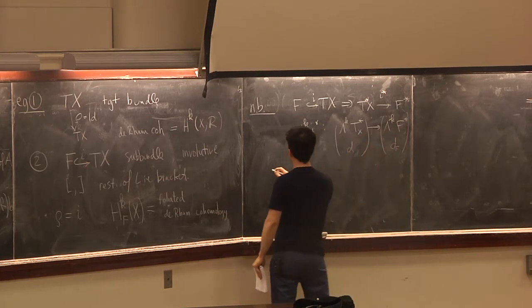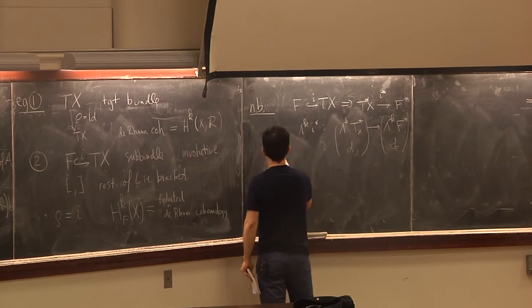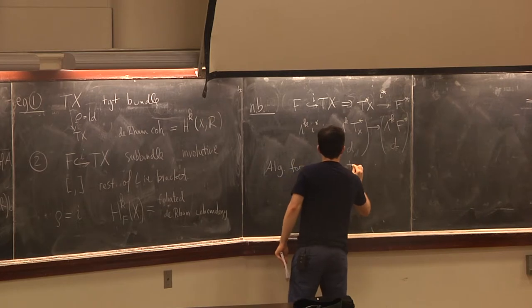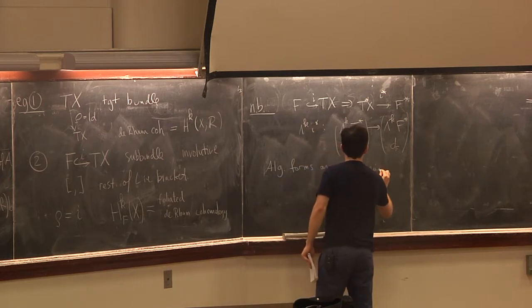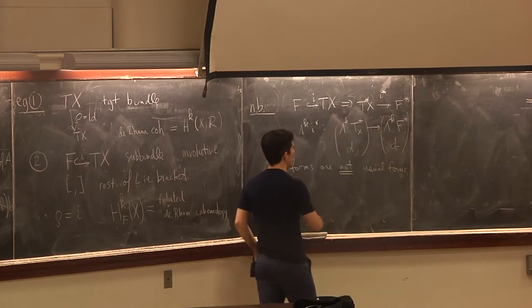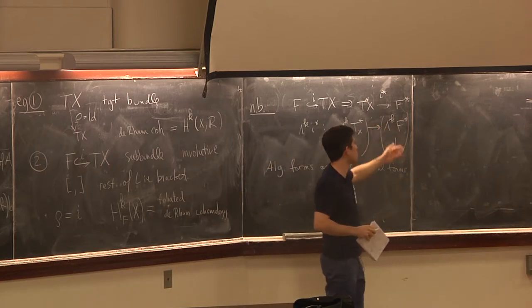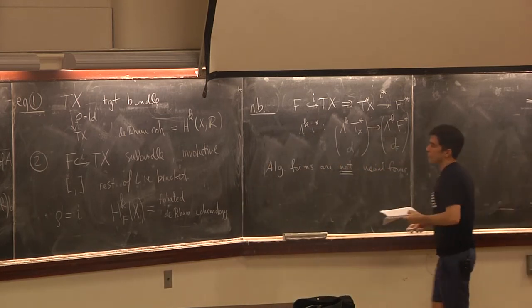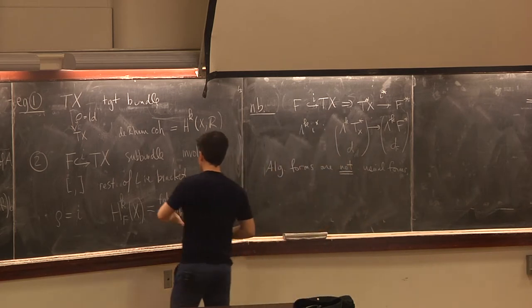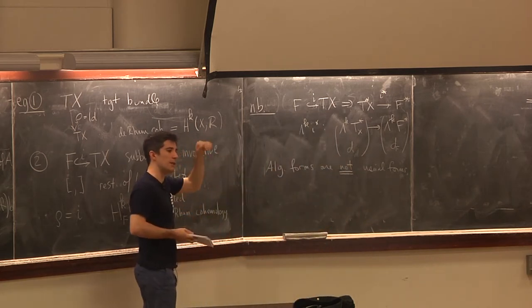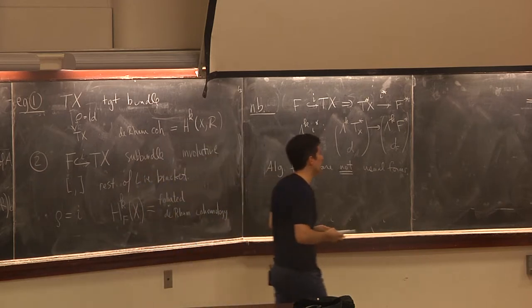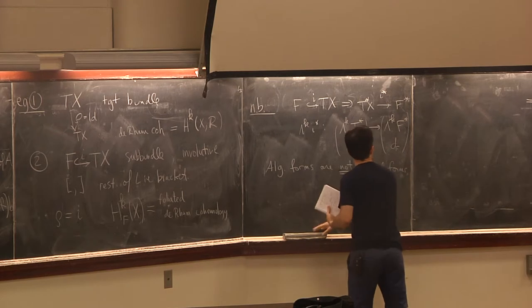So you should think of the algebroid forms in this case as not usual forms, but sections of the dual of F. So in some sense, this measures the de Rham cohomology of the leaves, but it somehow puts them all together into one cohomology theory. So that can be very tricky, what the result is.